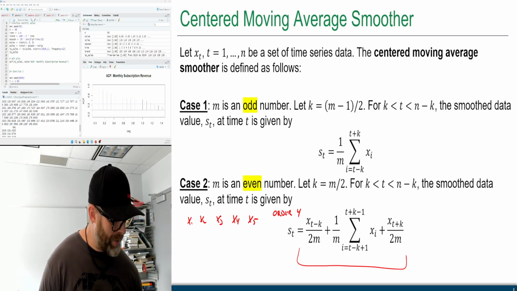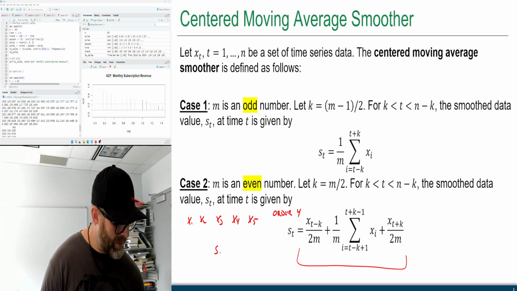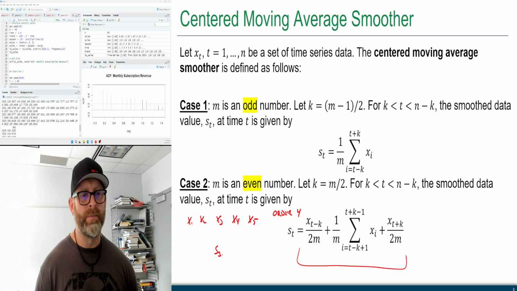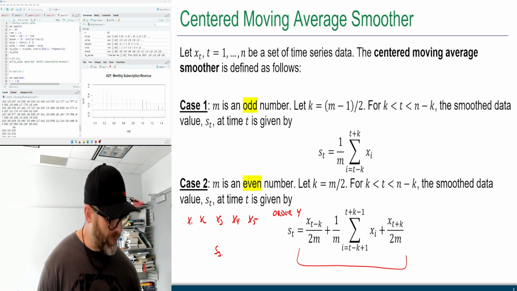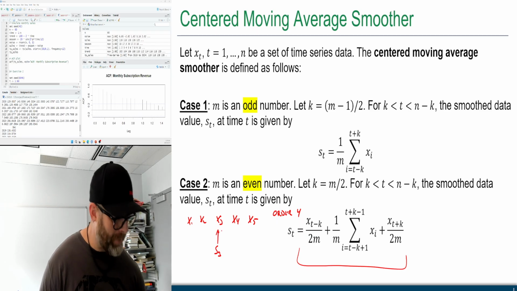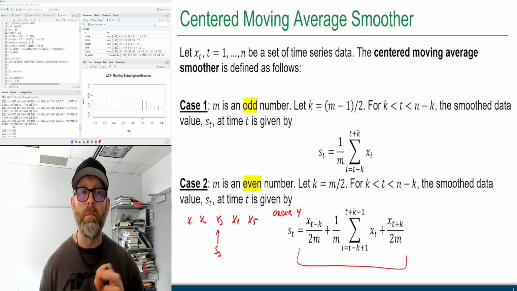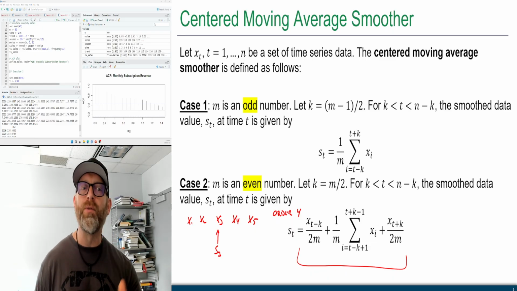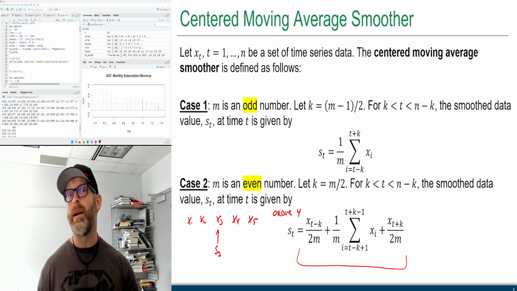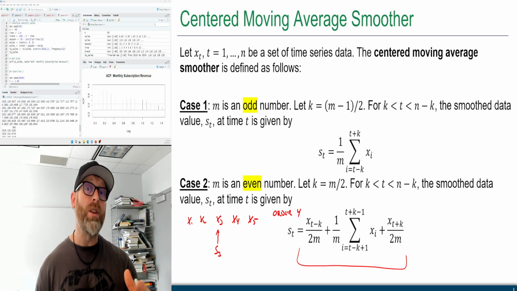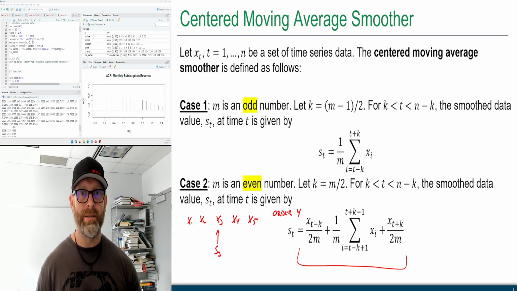So let's say I was looking to calculate S sub 3. So for S sub 3, again, that's my first point. Okay, this is an order 4, so I'm looking at 4 points. That's exactly what the order refers to. How many points are we averaging out here? Here I'm doing 4 points. So if I take one of those points away, I now have 3 points. Okay, I can't divide 3 evenly.